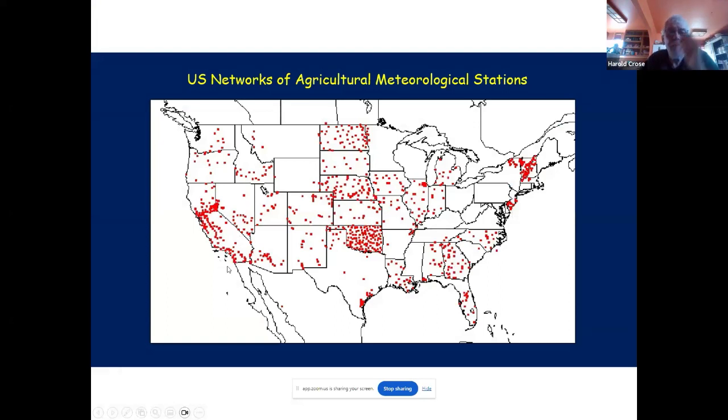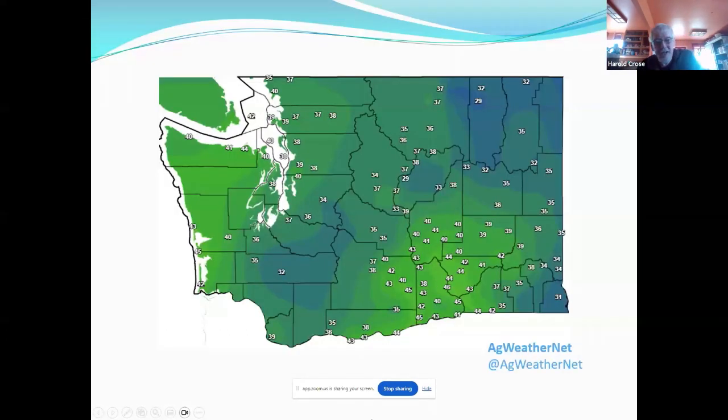And this is where your meteorological stations come into play across the country. Every one of these red dots is a climate station. And those climate stations measure soil temperature. They measure the evaporation rates, just all kinds of factors that come into play. And in Washington State, here's the ones we have. And this is through the AgWeatherNet system through WSU.